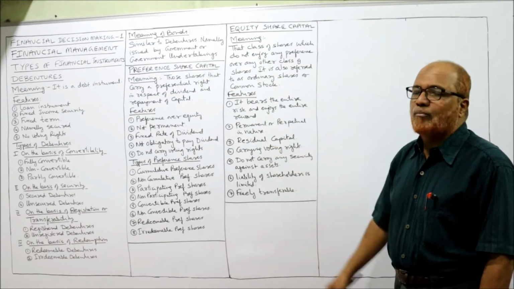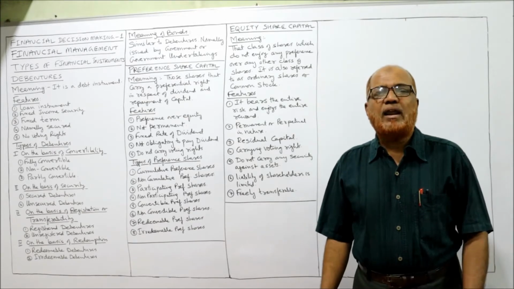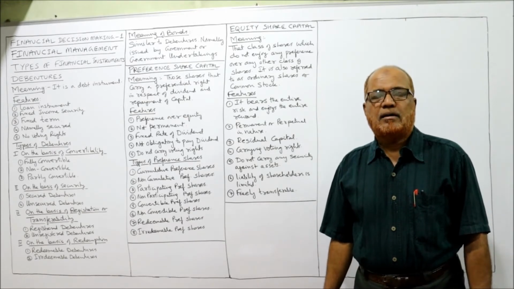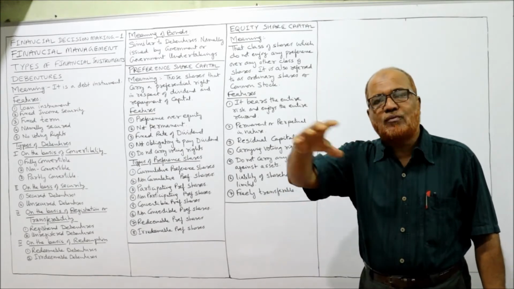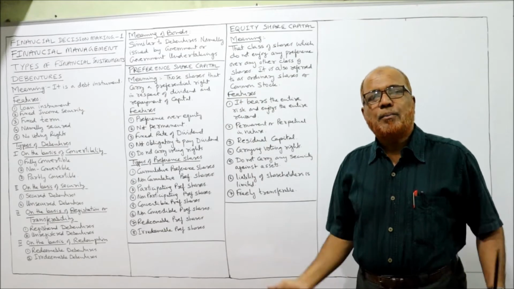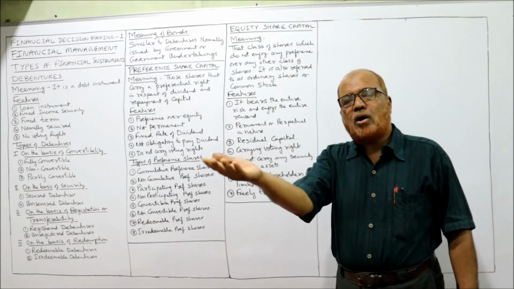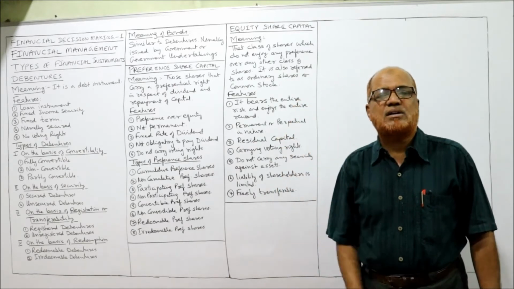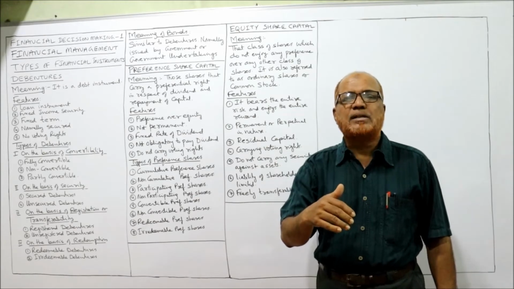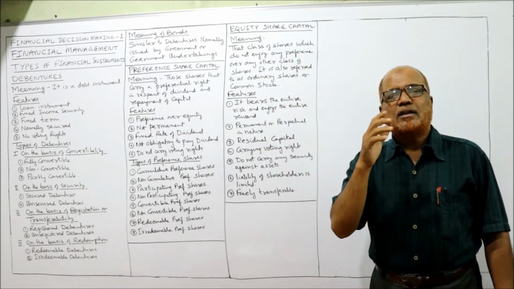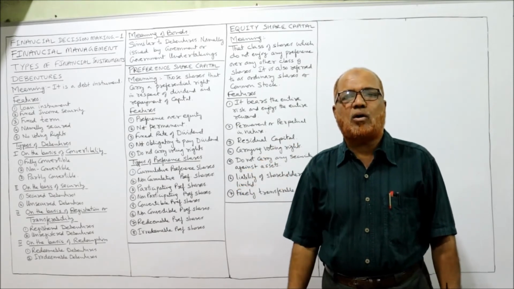Next comes the meaning of bond. Actually, bonds and debentures are very similar. Normally, debentures will be issued for a shorter period. Bonds will be issued for a longer period of time. Both will have the same features. The debenture holder or bond holder will get a fixed rate of interest every year. They will get back their principal amount on maturity. The debenture or bond holder will not have any voting rights in the company, in the corporation.